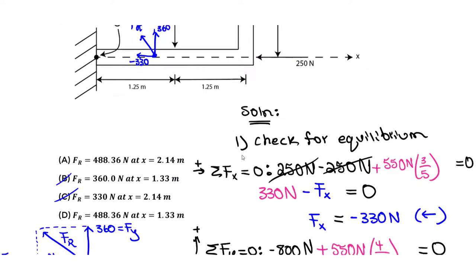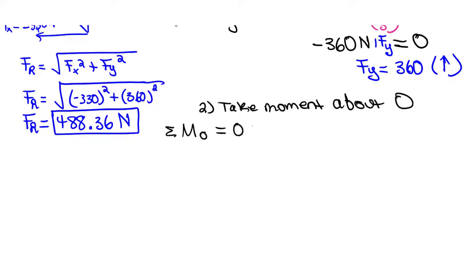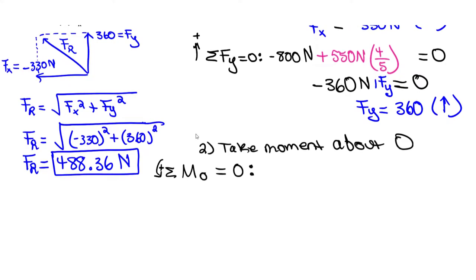So now, looking at this, we will take the moment about O. So let's call that step two. Take moment about O, and the sum of the moment about O must equal zero, because we want to keep the system at equilibrium. And we're going to say counterclockwise rotation caused by a force times that perpendicular distance, which is like a torque or a moment, a rotation, is going to be positive. Counterclockwise is positive.